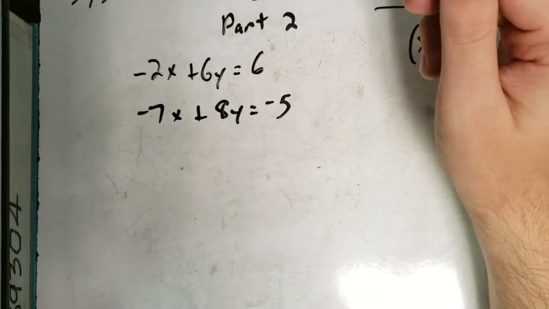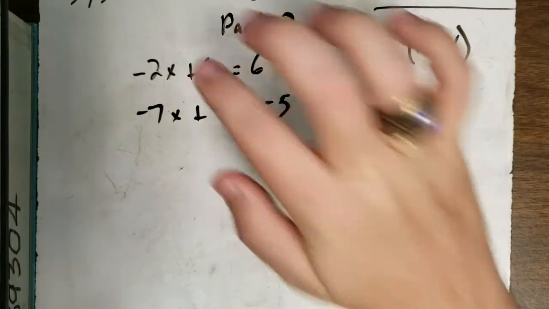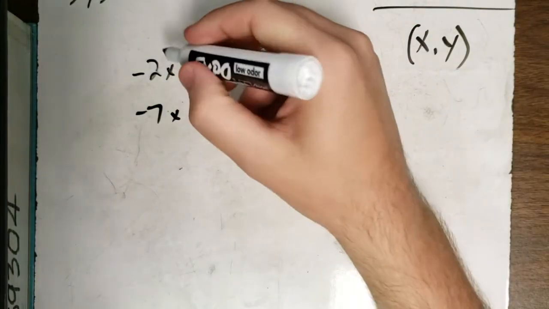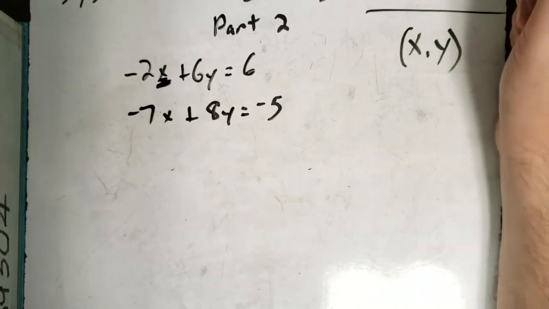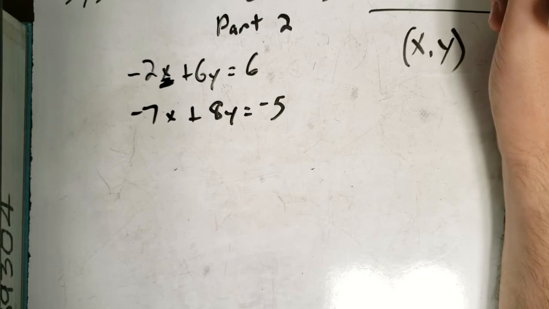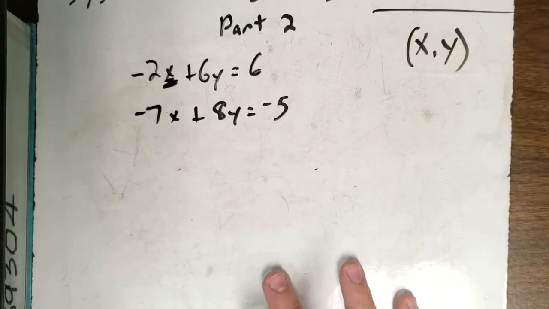So let's go ahead and try to solve for our x in here, okay? That's the letter we're going to try to get by itself, that x there. So let's rewrite it.